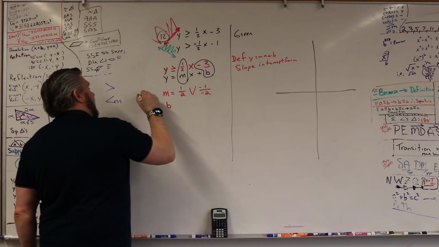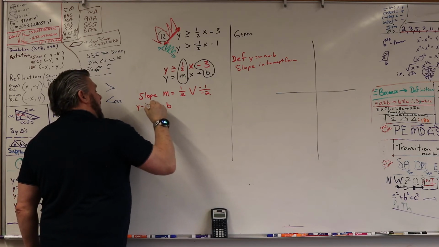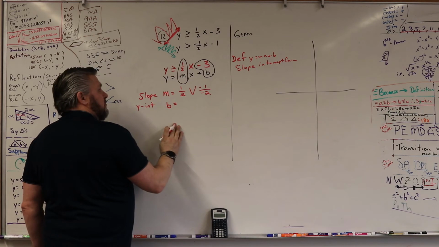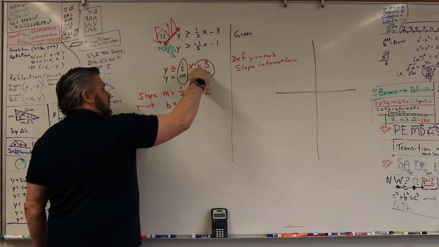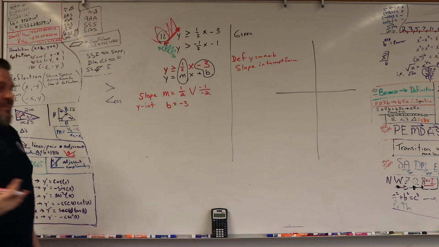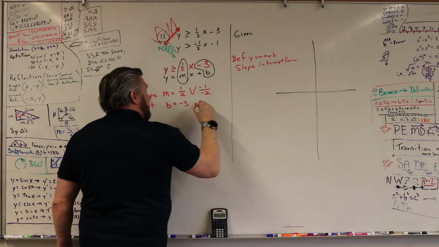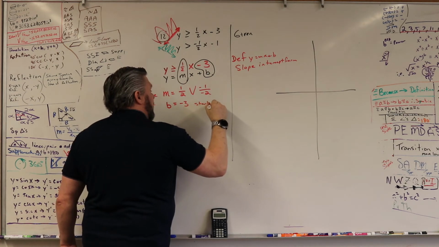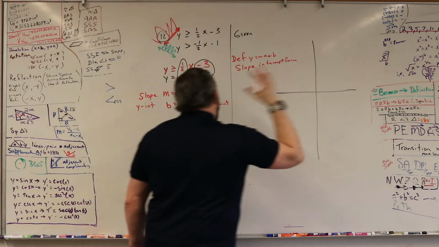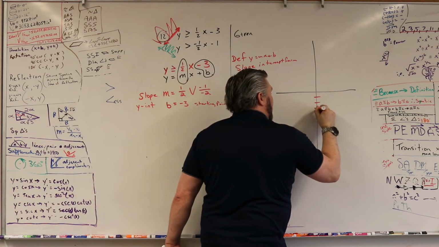So you might write it. Slope. Y-intercept. What is b? Negative 3. You have to bring the sign with it. So that's our starting point. So that's where I'm starting it: negative 3, 1, 2, 3.